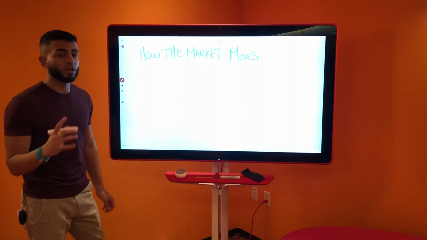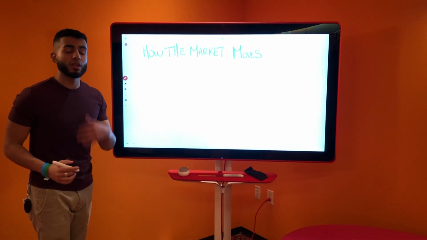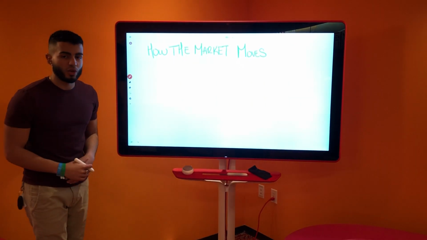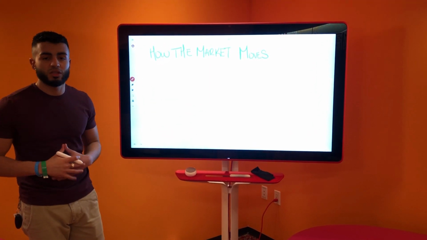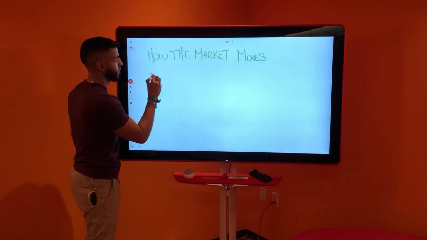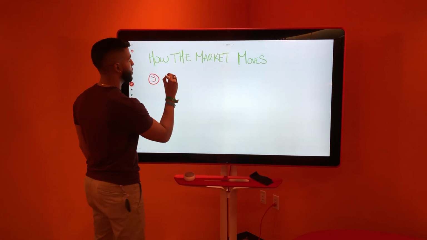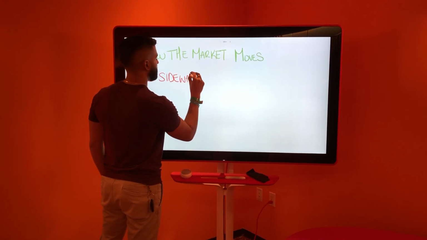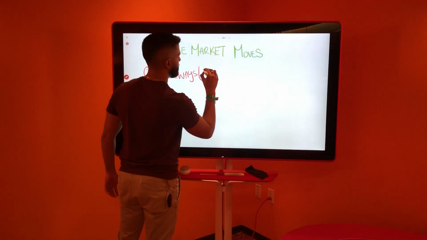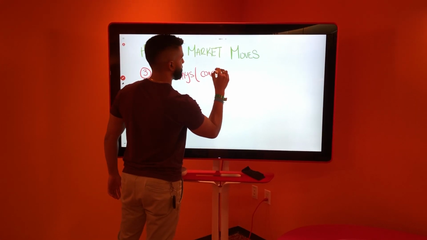And now this is a very important concept, because you do want to trade in an uptrend. You do want to trade in a downtrend. However, oftentimes you do not want to trade in what we call consolidation. So consolidation, the third way that the market moves, is sideways. It is sideways movement. So in other words, consolidation.